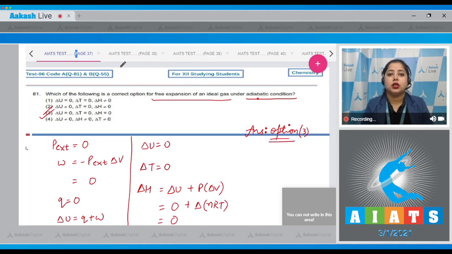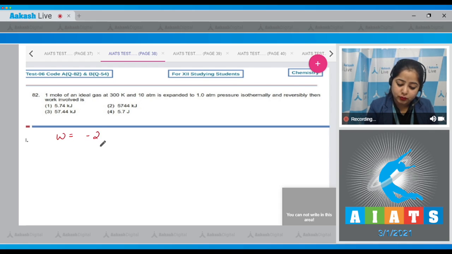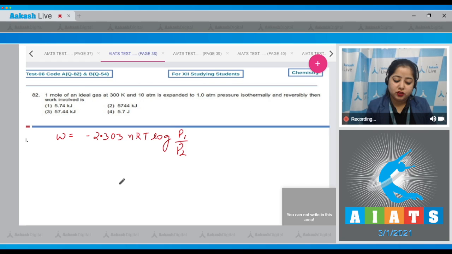Moving to the next question, which is 82. 1 mole of an ideal gas at 300 Kelvin and 10 atm is expanded to 1 atm pressure isothermally and reversibly. Then work involved is, student, we all know that for isothermal reversible expansion, work done is equal to minus 2.303 nRT log P1 upon P2. Let's put the values. Minus 2.303, number of moles is 1, multiplied by 8.314, multiplied by temperature, which is 300 Kelvin.